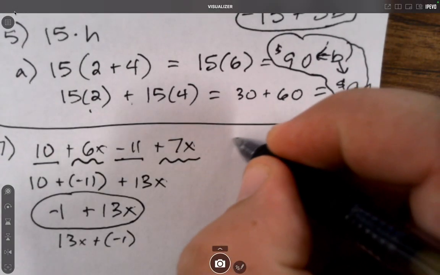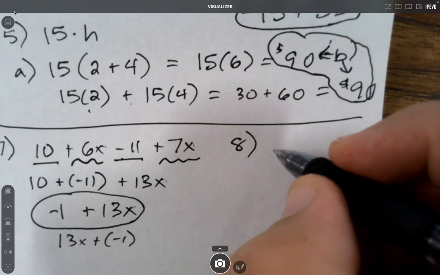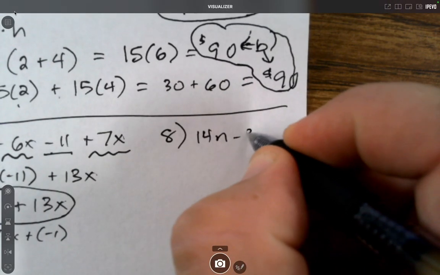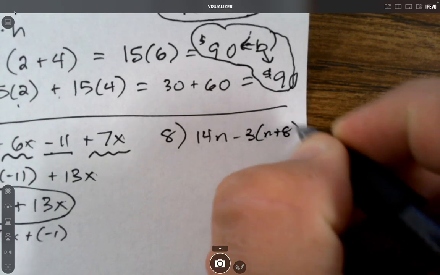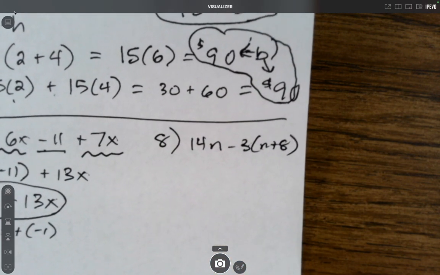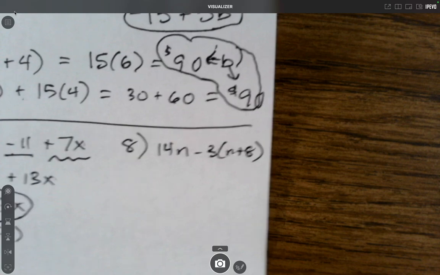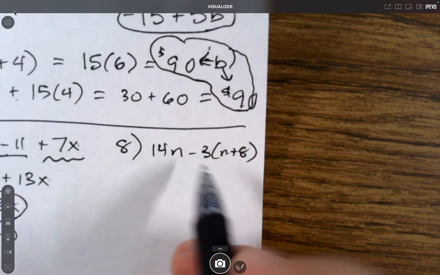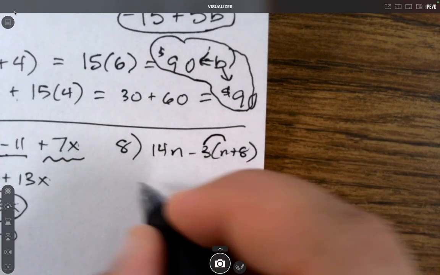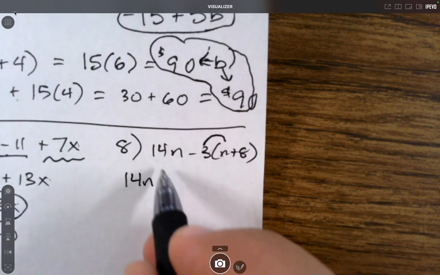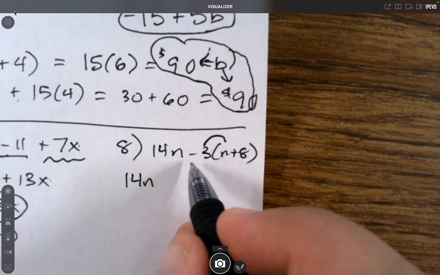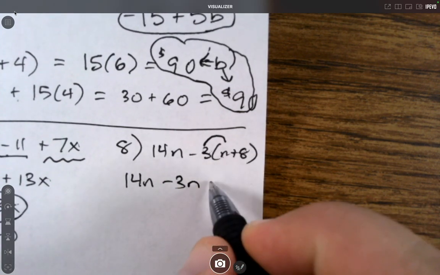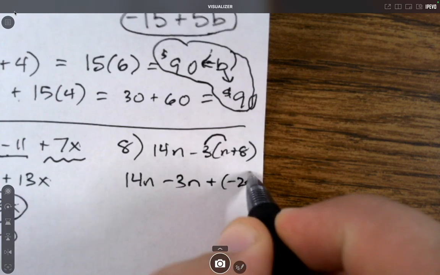Okay, now number 8 and 9, there's an important thing to remember, and that is if there's distribution that can happen, it should happen first. So in number 8, before we try to combine any like terms, we should distribute. When you have a minus sign, treat this as a negative 3. So we have the 14, and we just rewrite it. Negative 3 times n is negative 3n. Negative 3 times 8 is negative 24.